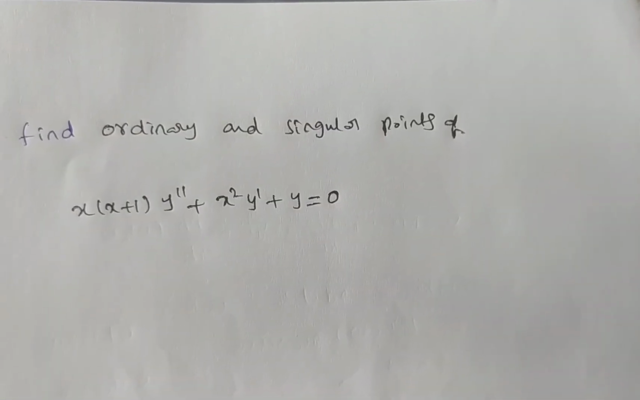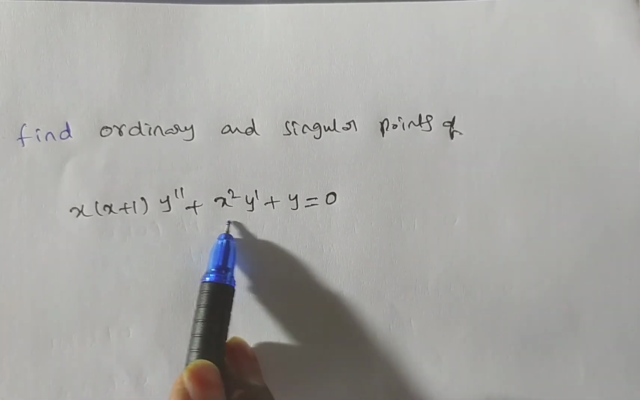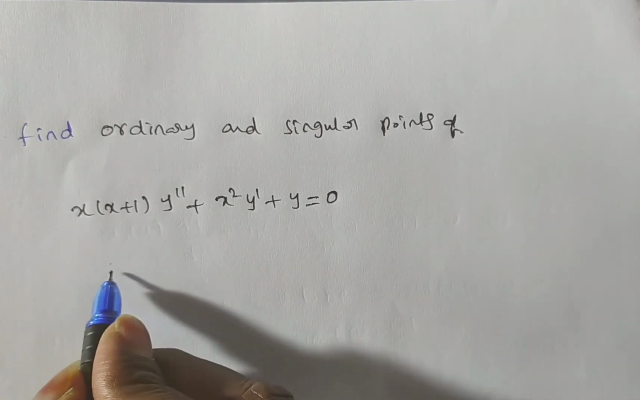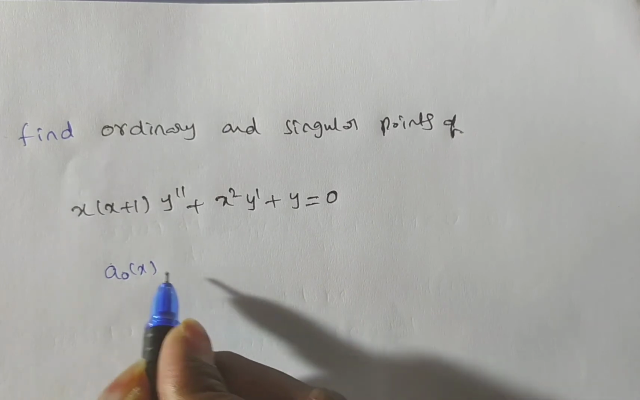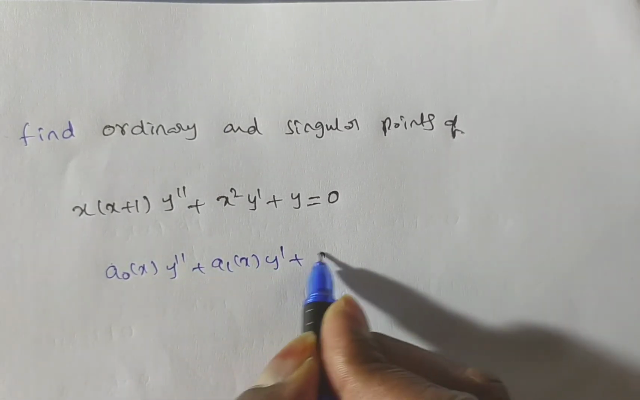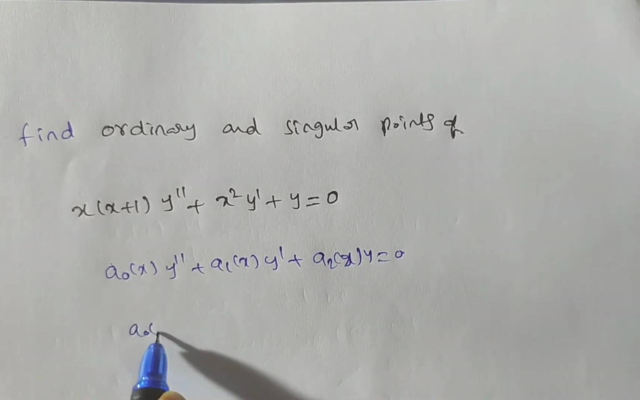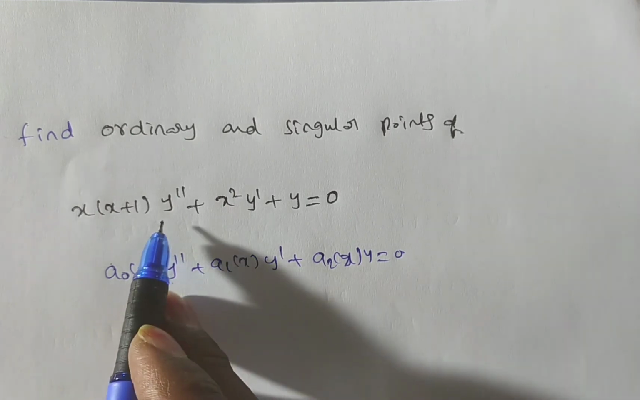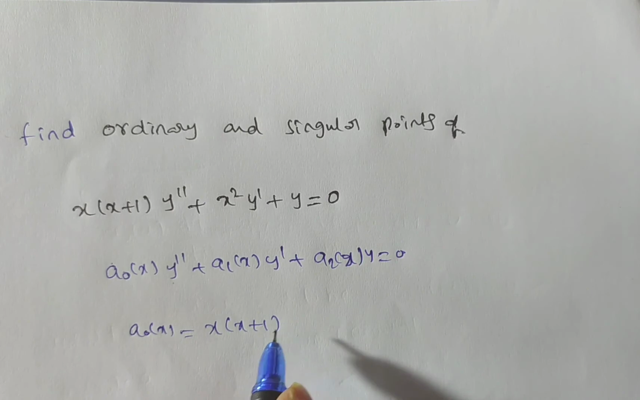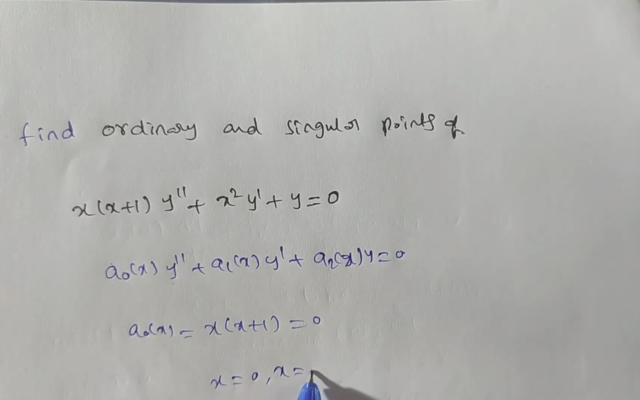The given problem is: find the ordinary and singular points of x into x plus 1 y double dash plus x square into y dash plus y is equal to 0. We compare the given differential equation with a naught of x y double dash plus a1 of x y dash plus a2 of x y is equal to 0. What is a naught of x here? The coefficient of y double dash, that is x into x plus 1. Now equate it to 0. Then you will have x is equal to 0, x is equal to minus 1.